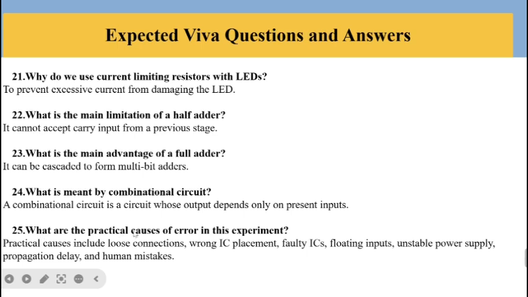What are the practical causes of errors in this experiment? Practical causes include loose connections, wrong IC placements, faulty ICs, floating inputs, unstable power supply, propagation delay, and human mistakes.